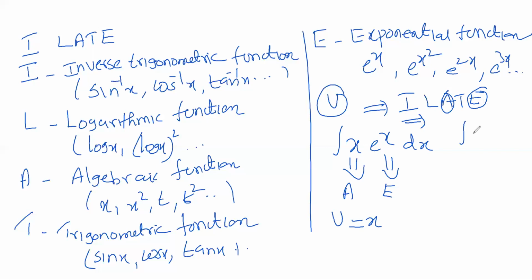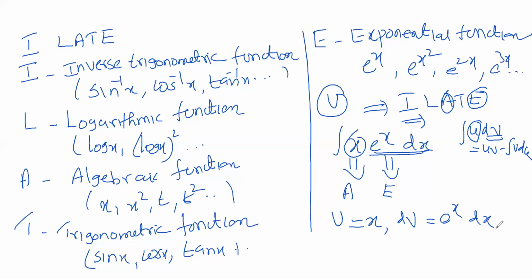Now our formula is integral u dv equal to uv minus integral v du, isn't it? We have chosen u equal to x. The remaining term is dv. Other than this, the remaining terms are e power x dx. So we have chosen u is equal to x and dv is equal to e power x dx.